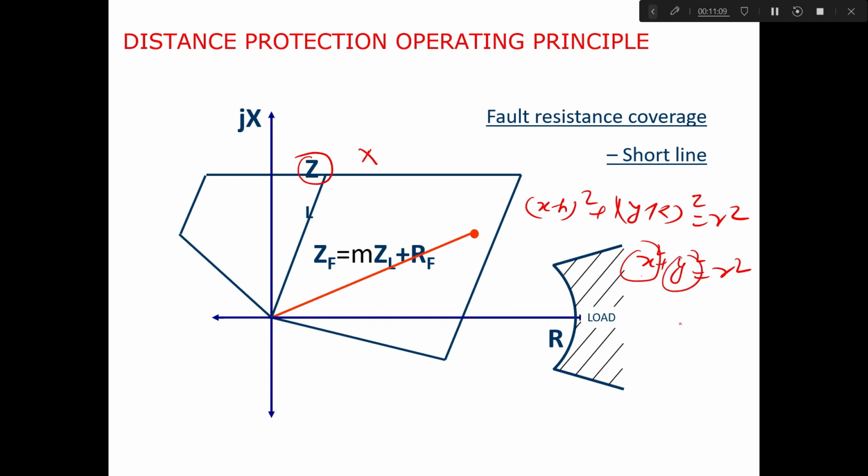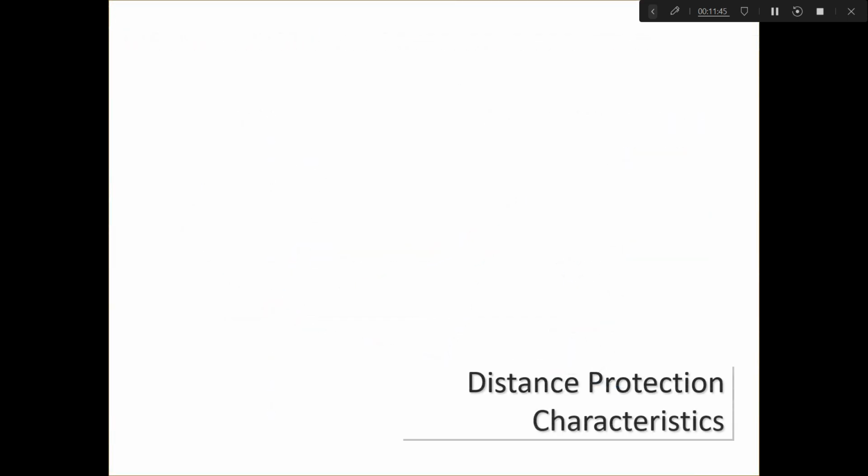So in order to have a circle, if you increase the R, both coordinates X and Y must change. So if you want a higher magnitude of fault resistance without changing impedance, it is not possible. Without changing reactance, you cannot change the resistance coverage. But the reactance is fixed. The total line reactance is fixed. That's why we are using a characteristic in which we can fix the reactance and directly change the resistance coverage. That type of characteristic is called quadrilateral characteristic.